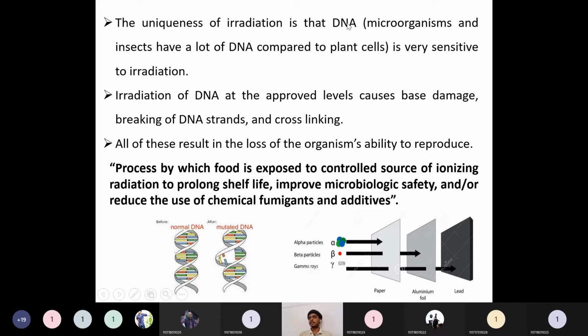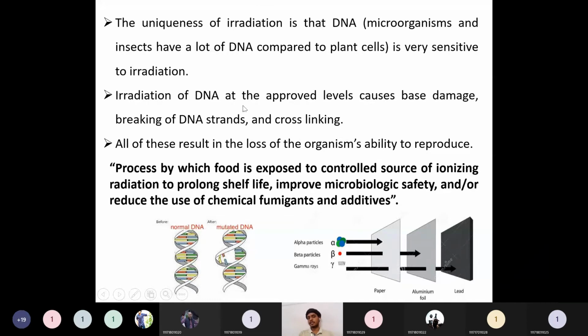Then the uniqueness of the irradiation is that DNA in microorganisms and insects, which have a lot of DNA compared to plant cells, is very sensitive to irradiation. That's a benefit. The DNA structure of these microorganisms is very sensitive to this irradiation.